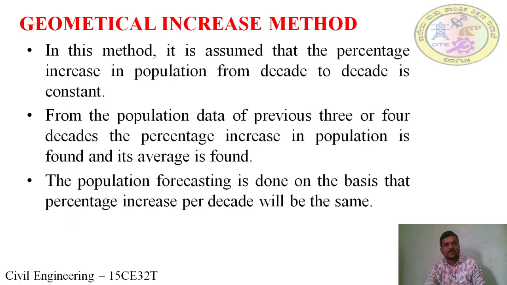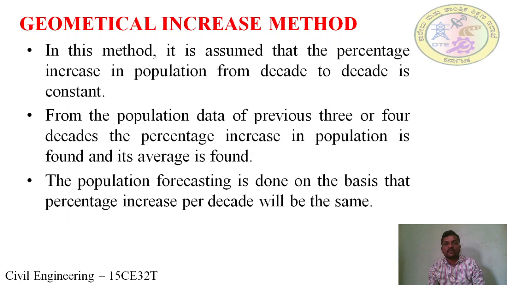Geometrical increase method. In this method, it is assumed that the percentage increase in population from decade to decade is constant. In the previous session, we learnt about the arithmetical increase method. This is the second method of population forecasting, that is, the geometrical increase method. Here, the percentage increase in population from one decade to another is assumed constant.